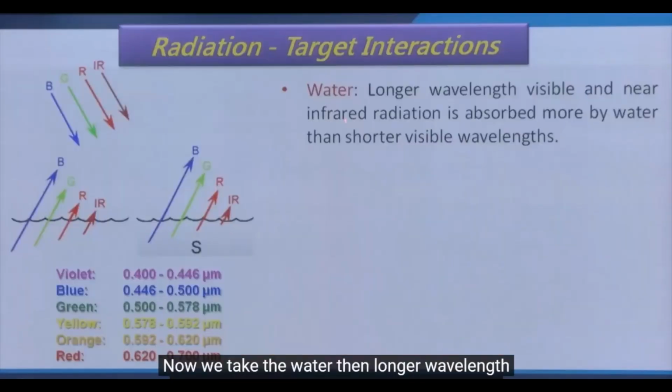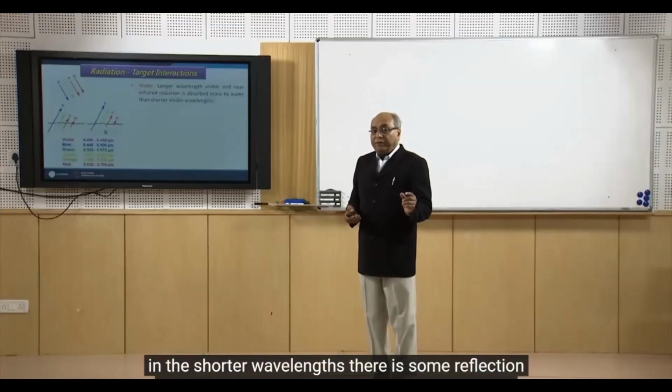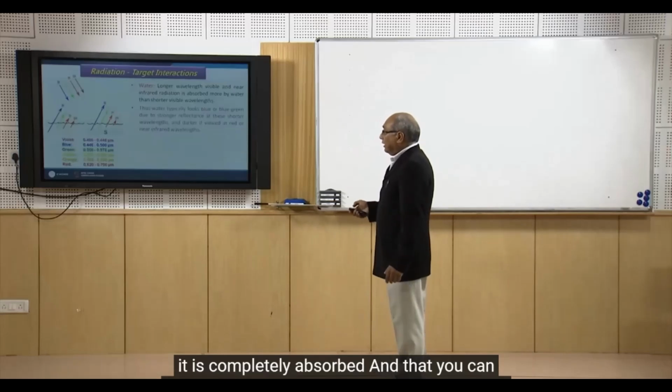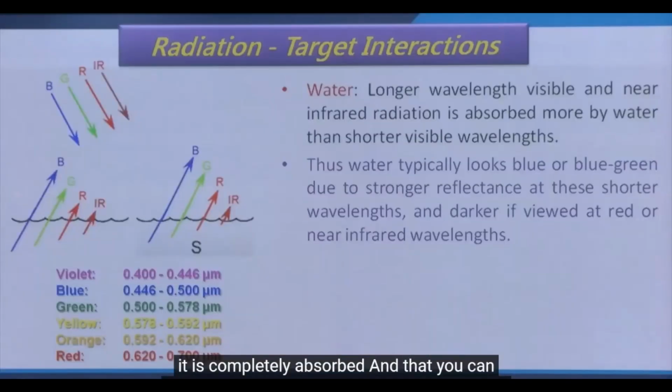Now we take water. Longer wavelength visible and near infrared radiation is absorbed more by water than the shorter visible wavelength. As you saw earlier in the spectral curve of water, in the shorter wavelengths there is some reflection by the water. Otherwise, in the longer wavelength it is completely absorbed, and you can see here also that this is completely absorbed. Thus, water typically looks blue or blue-green due to stronger reflection at these shorter wavelengths, and darker if viewed in red and infrared.